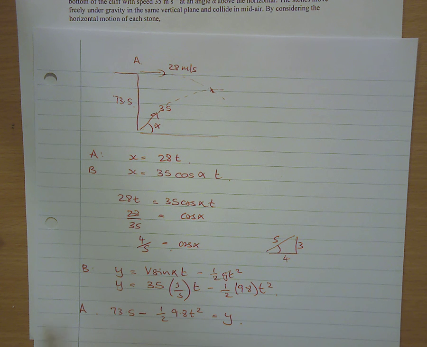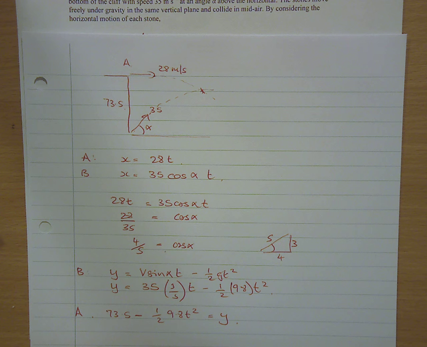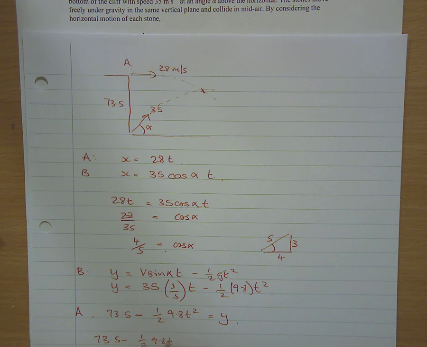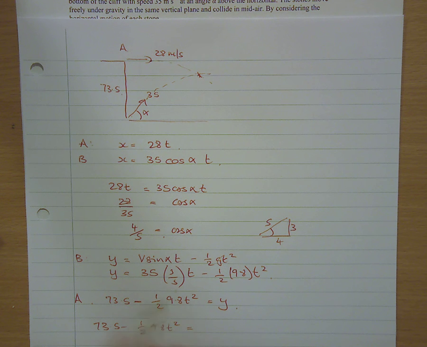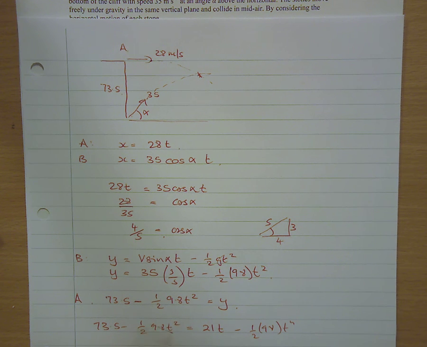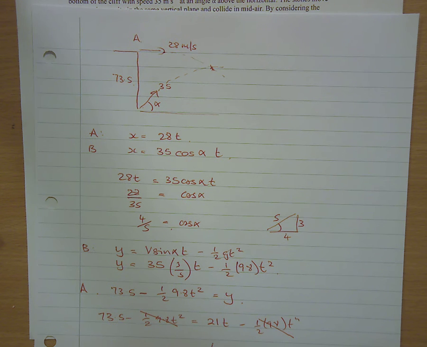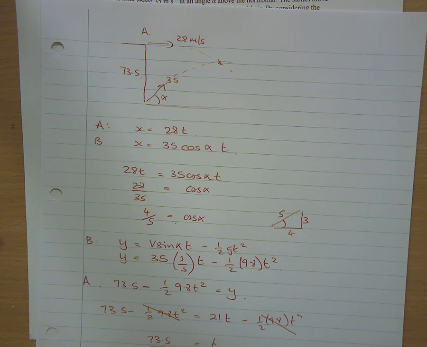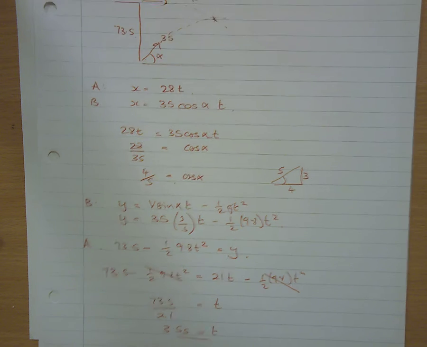If I stick the two things equal to each other, then we get 73.5 minus a half 9.8 t squared equals 35 over 5 is 7 times 3, so 21t minus a half 9.8 t squared. They cancel out, leaving me with t is equal to 73.5 over 21, which is t equals 3.5 seconds. There we go.